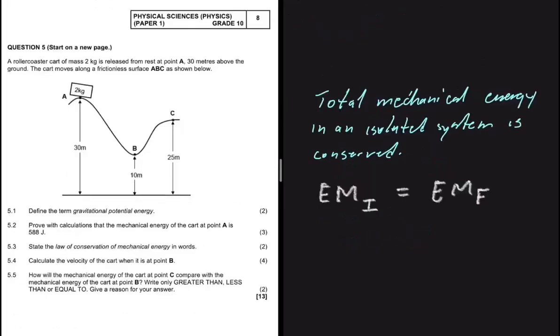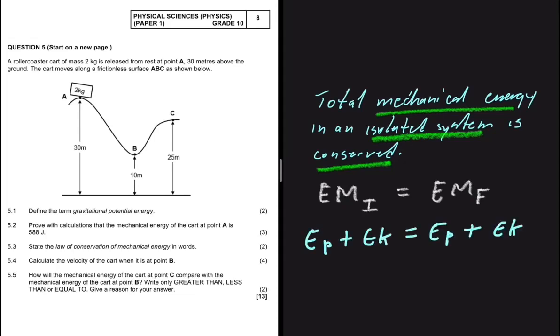We're going to answer this entire question using the law of conservation of mechanical energy. What do I mean by that? The total mechanical energy in an isolated system is conserved. That is to say that the initial mechanical energy is equal to the final mechanical energy in the absence of external forces. Mechanical energy is conserved. But what is mechanical energy? That is the potential energy plus the kinetic energy. Let's see how this can help us answer this question.